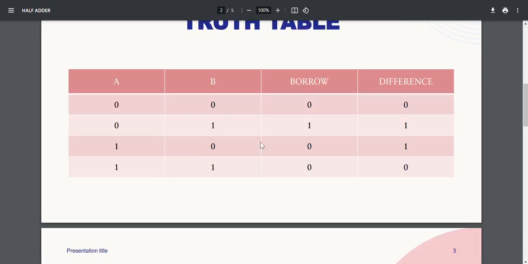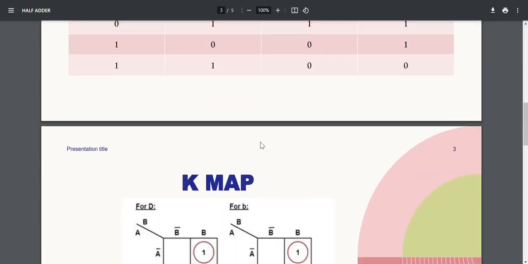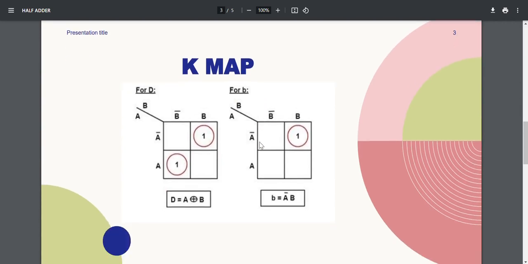So let us see the K map. We can simply plot the K map, and for difference we have plotted the K map. So we get D as A XOR B and we get the borrow as A bar into B, as only A as 0 and B equal to 1 gives us high output for borrow.